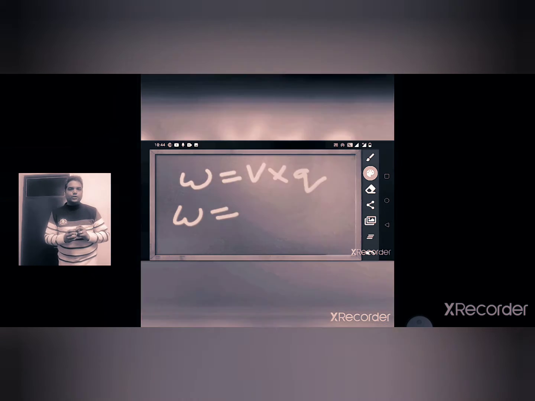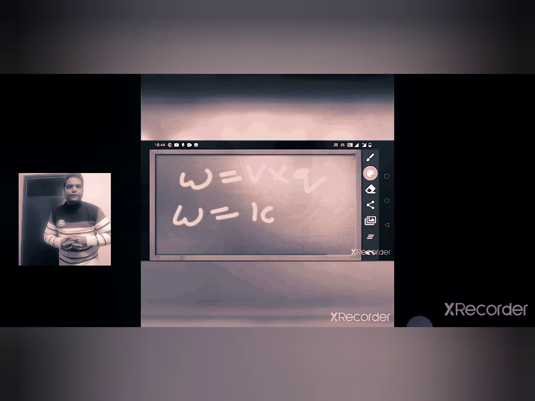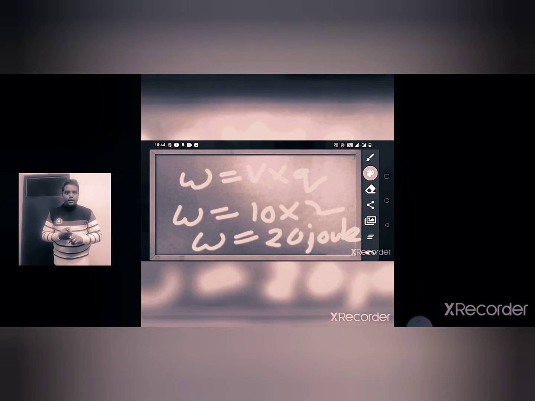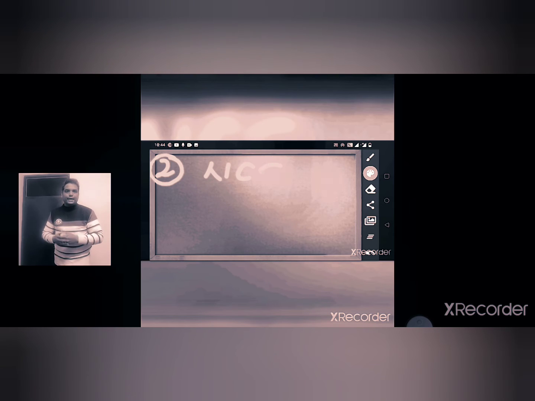W is equal to V, and here we got the value of V as 10 and Q as 2. So the work done becomes 20 joules. And don't forget to write the unit after finding the answer, because the unit is very important for every physical quantity. Now move toward question number 2. Let's see what question number 2 is. Yes, question number 2 is an NCERT question.